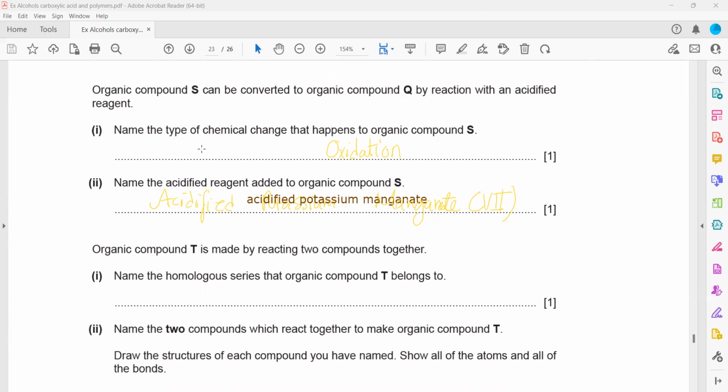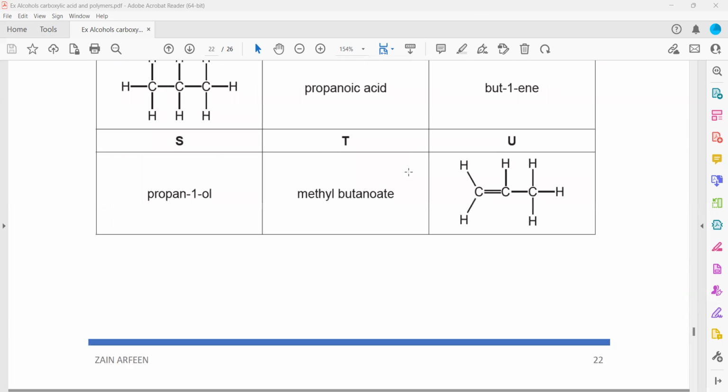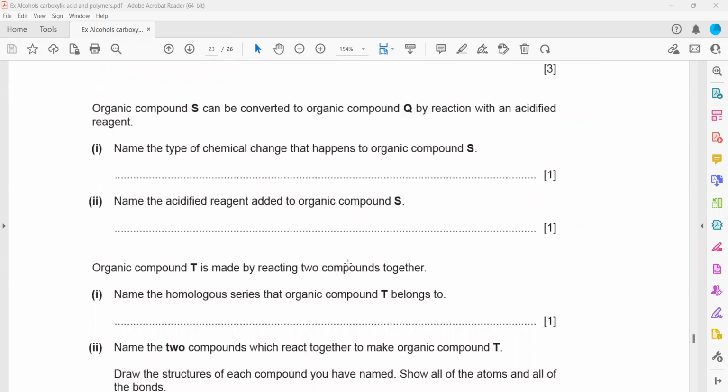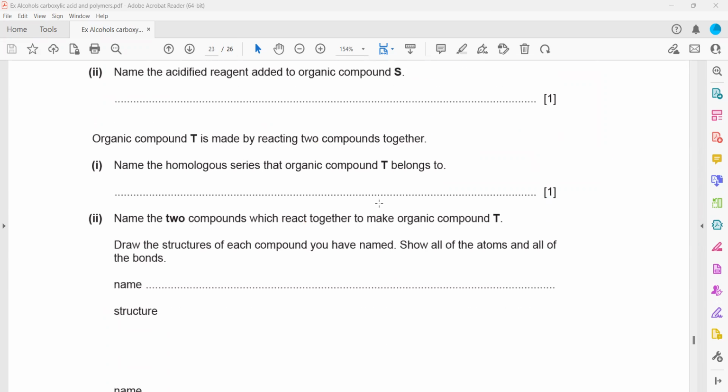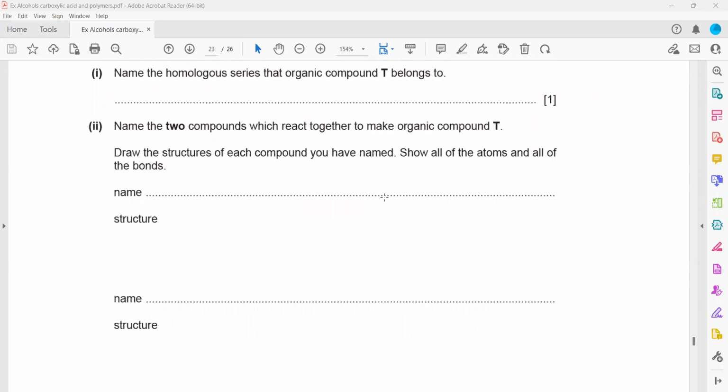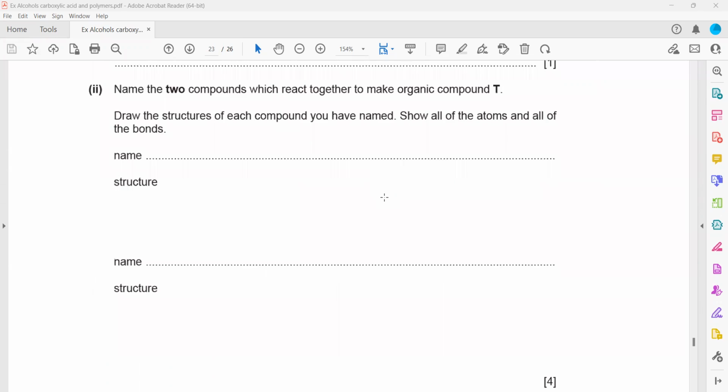Organic compound T is made by reacting two compounds together. So T, I guess, is an ester. T is methyl butanoate. What are the reagents? Methanol and butanoic acid. What are the reagents which react to form this? So T is the ester, and it is formed by methanol and butanoic acid.